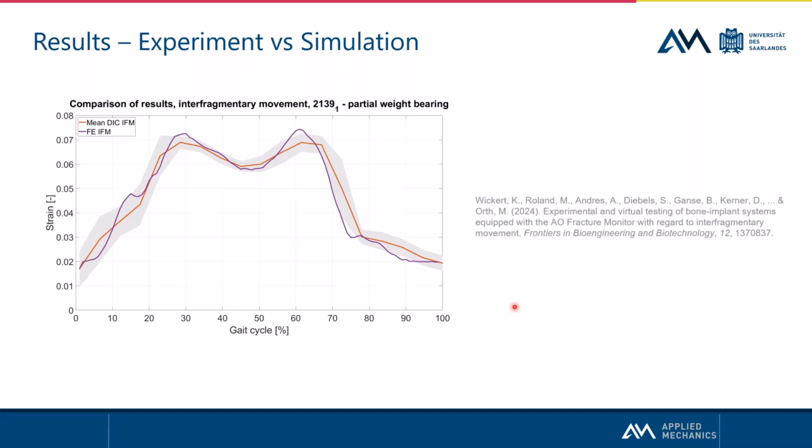And here the last slide is a nice little final slide where you can see in the red line the results from the digital image correlation, so from our experiment, and with a purple curve there are finite element simulation results from also the interfragmentary movement, and you can see that we are able to match really well with the simulation the results from our experiment. Okay, now back to the slide.